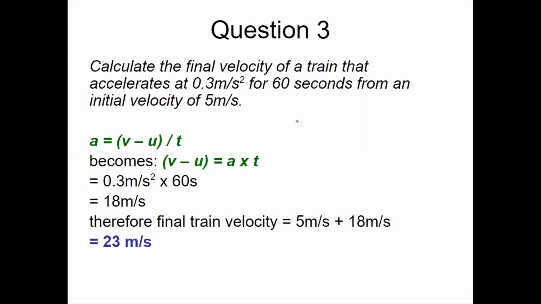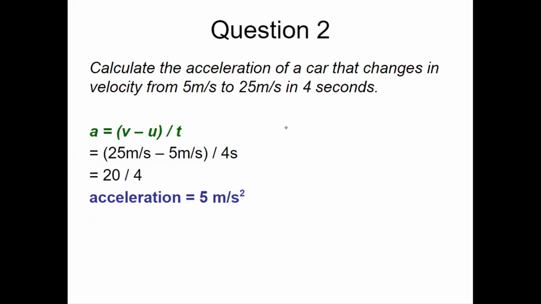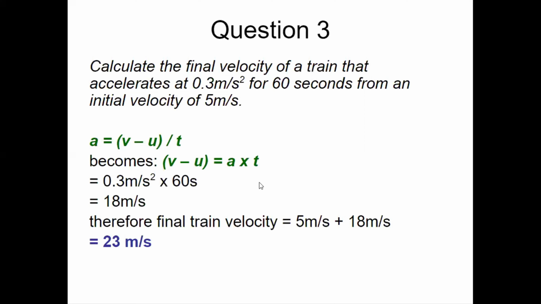Okay, so the other one: calculate the acceleration of a car that changes in velocity from 5 meters per second to 25 meters per second in 4 seconds. So number one thing, acceleration is given by V minus U over T. So V is 25, U is 5, so that is 25 minus 5, that will be 20, time is 4, so 20 divided by 4 will give us acceleration to be 5 meters per second squared.